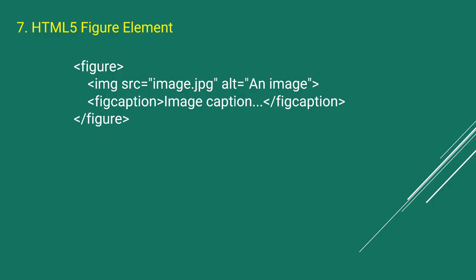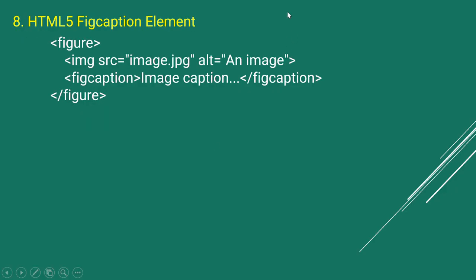The figure element is used to define a self-contained piece of content, such as an image or a diagram. The figcaption element is used to provide a caption for the figure. It is often used to describe the figure or provide context for it.